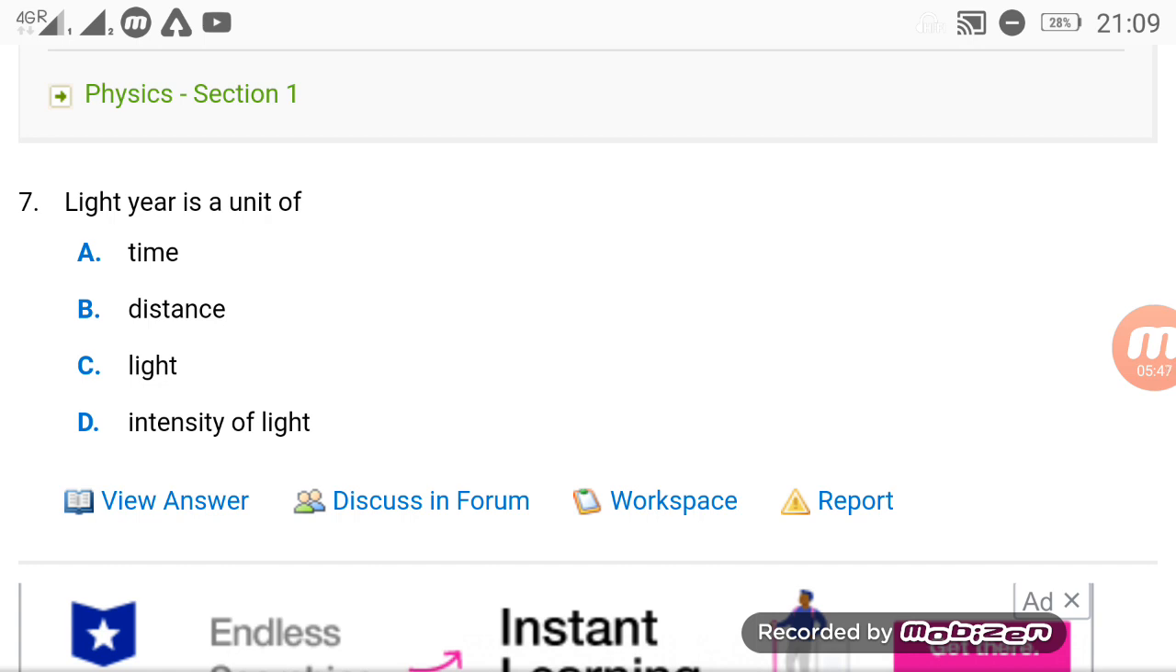Do not get confused about time and intensity of light. The unit of intensity of light, which I will discuss here, is the candela.